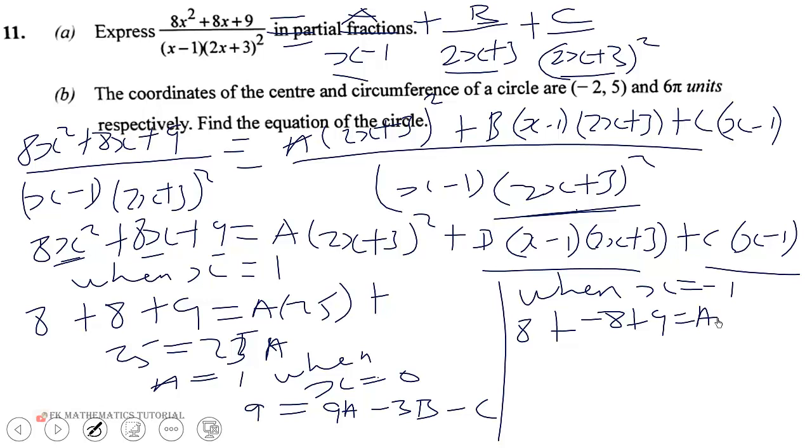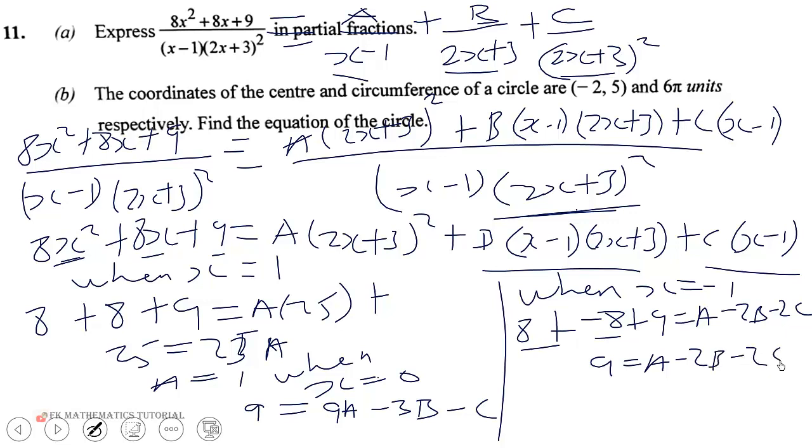Then again, when you put negative 1 here, we get negative 2. Then we put negative 1 here, we get positive 1. So negative 2b. And when we put negative 1 here, we get negative 2c. So this equation will be, this will be 0. So we have 9 is equal to a minus 2b minus 2c.